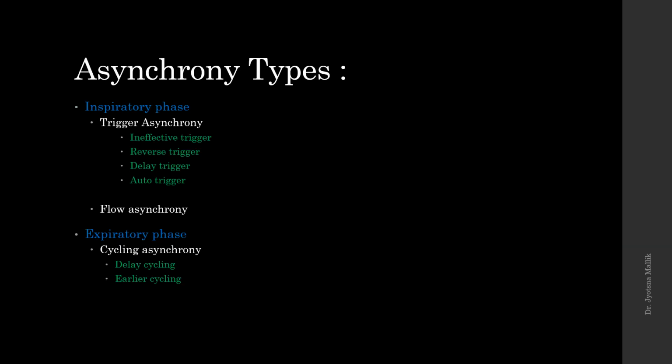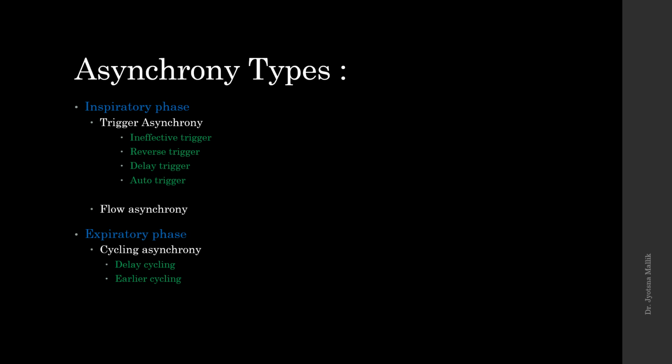To understand the concept of asynchrony, you need to understand trigger, limit, and cycling. For that, please go and see my other videos on trigger, limit, and cycle. What are the types of asynchrony? We can divide asynchrony into three types. One is during inspiration, another is flow asynchrony, and one is cyclic, which you can say is asynchrony during the expiratory phase.